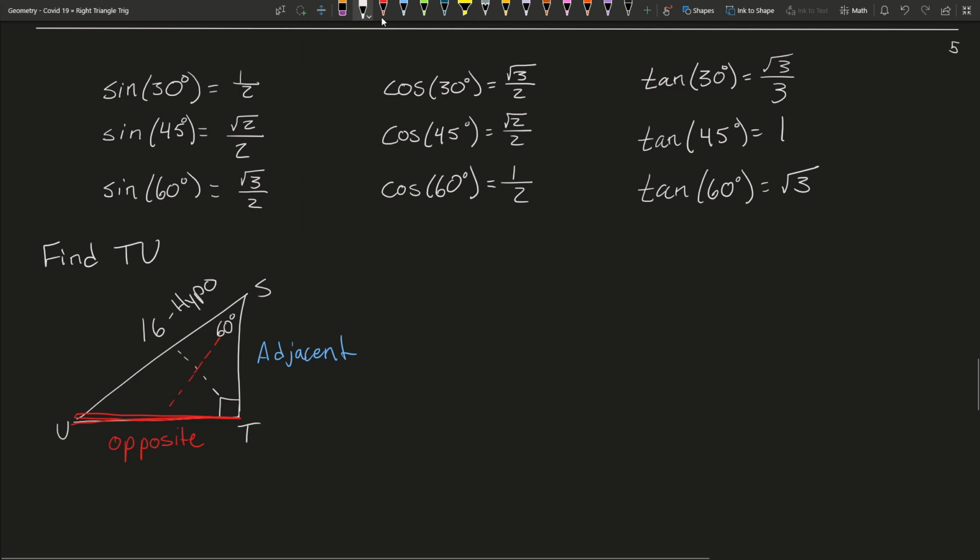So again, if we just label what we have, theta is 60, hypotenuse is 16, and we're trying to find the opposite side again. And the only trig function with both opposite and hypotenuse in it is the sine function. So if we set up our equation, sine of our angle will equal the opposite over the hypotenuse.